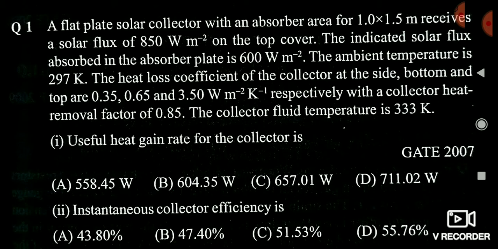After this you can see that collector removal factor is 0.85. Friends, removal factor is nothing but a type of efficiency. So collector removal factor is 0.85, and the collector fluid temperature is 333 Kelvin. And it is asking in the first part, what is the useful heat gain for the collector?